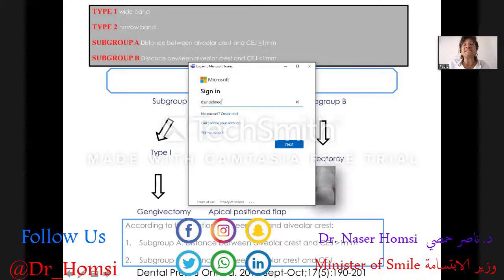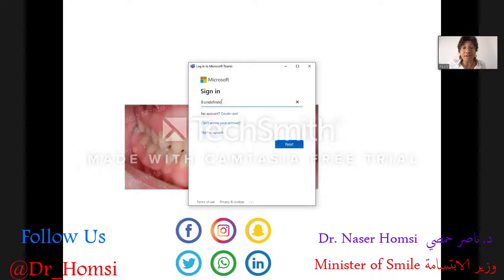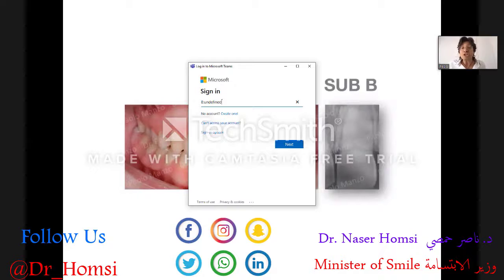If the patient is subgroup B, it doesn't matter if we have a wide band or narrow band, we need osteotomy, because we don't have a correct amount of gingiva to work on, so we should move the bone coronally and then the soft tissues also coronally. And this means that Tiziana is a patient type 1 and subgroup B, so a very small distance from cement enamel junction to alveolar ridge. So for Tiziana, we need osteotomy, not only gingivectomy.